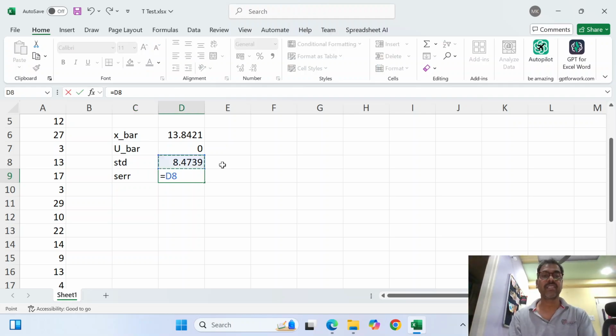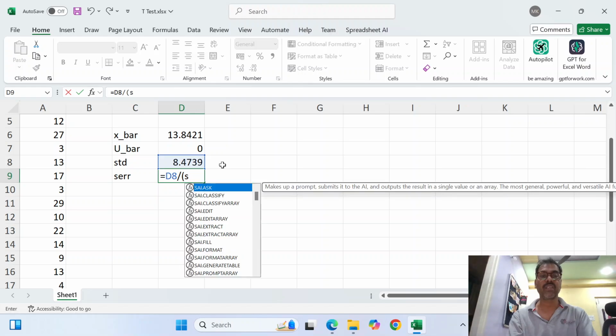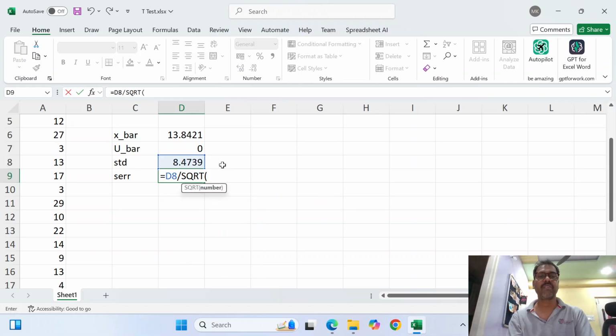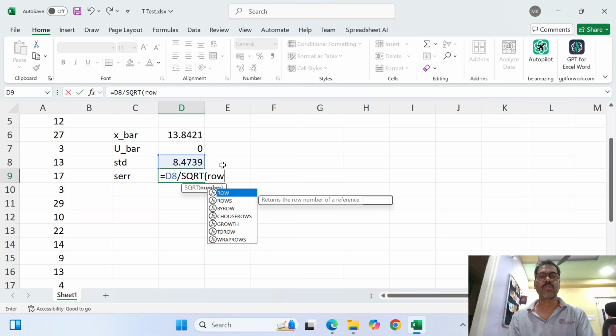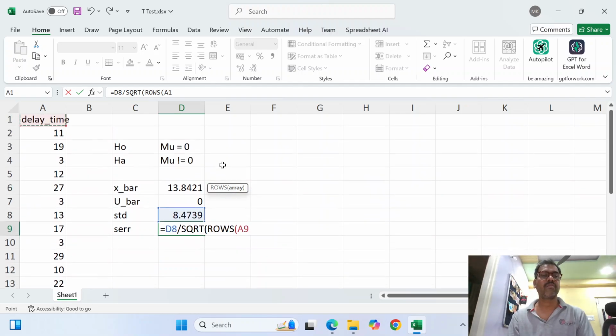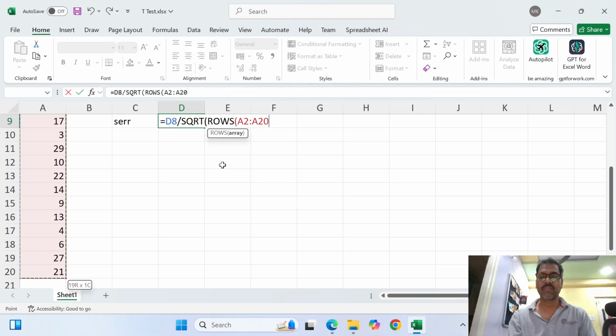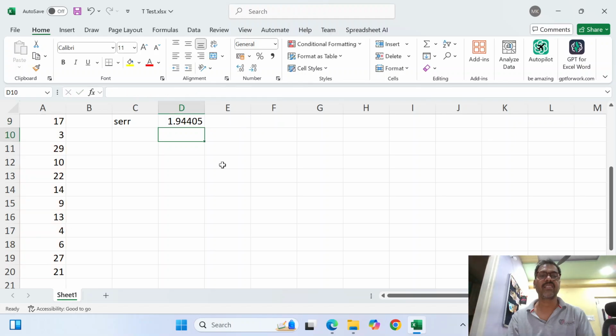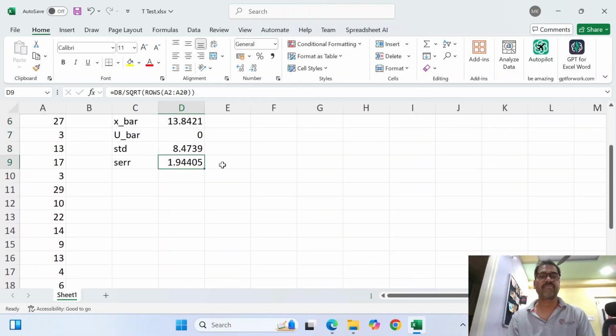Standard error is standard deviation divided by the square root of the number of rows, which should be 90, right? So you can cross check that. So this is the standard error.